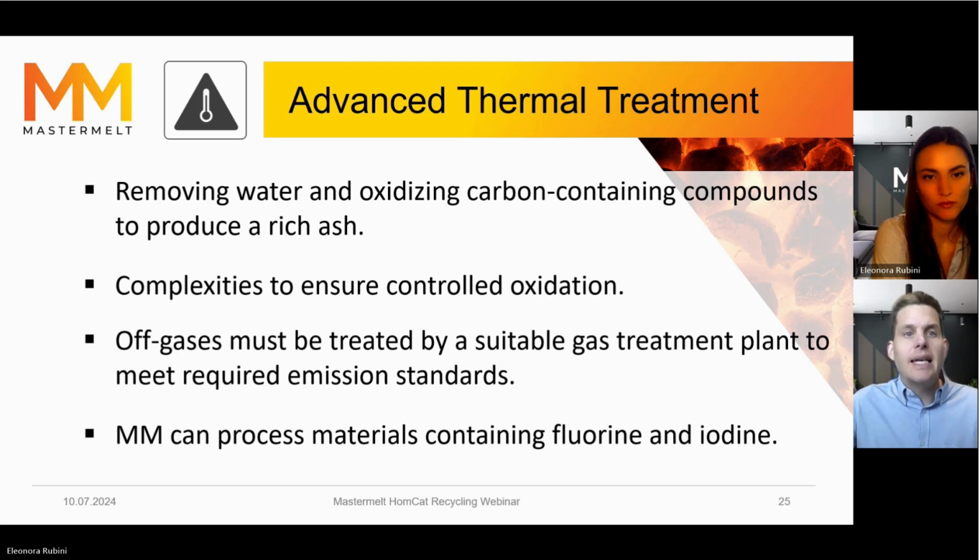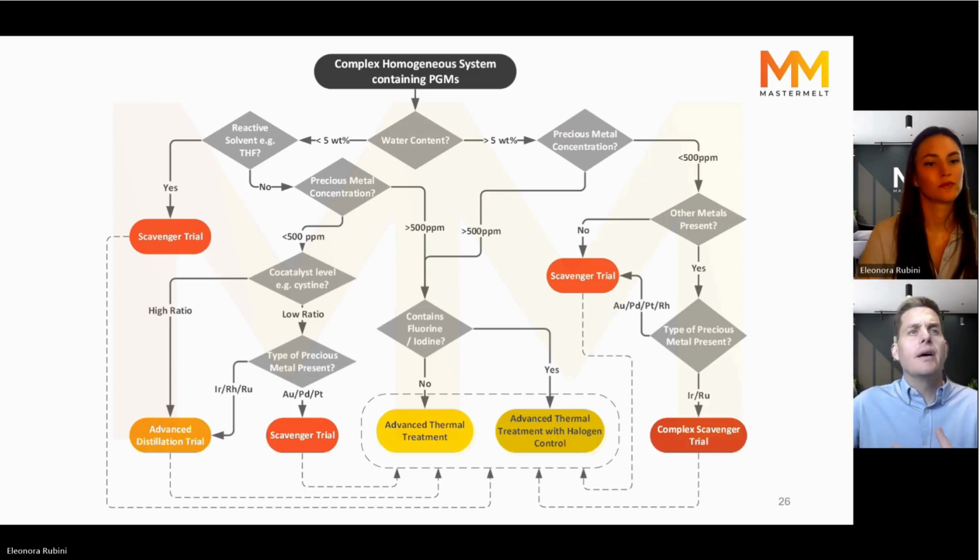Advanced thermal pretreatment is really key to the whole refining and precious metal recovery loop, because whichever process route we go down, be it the scavenger or the advanced distillation, ultimately what we produce from those processes will feed back into advanced thermal pretreatment, where we create a very fine ash powder, which is an even higher concentration of PGMs. And that's where we're able to assay and provide our customers with the metal calculations and the metal back.